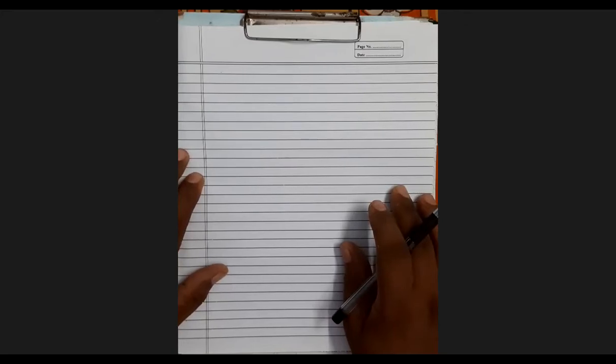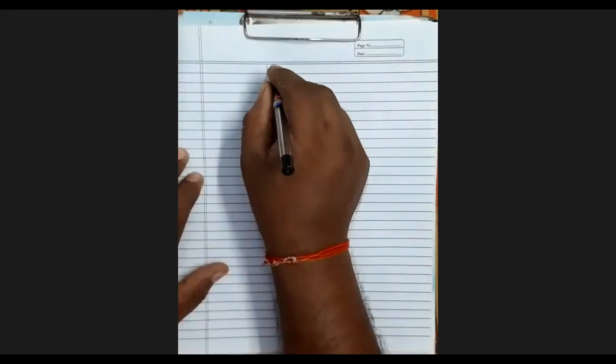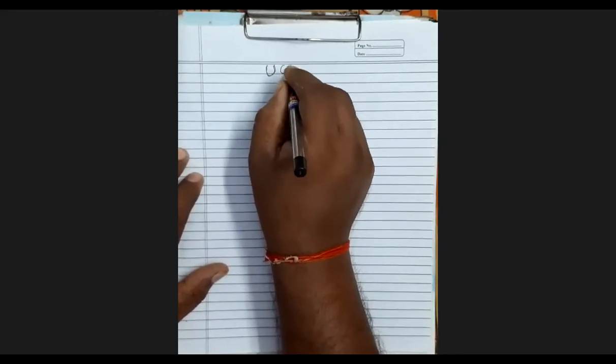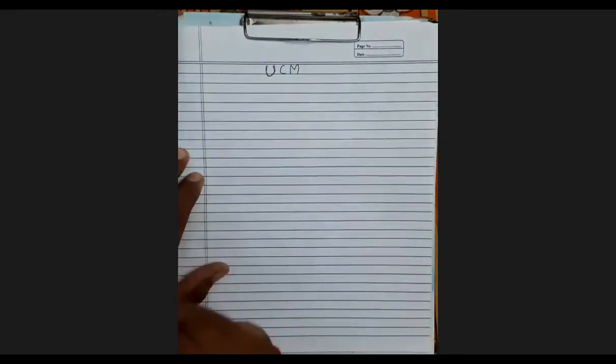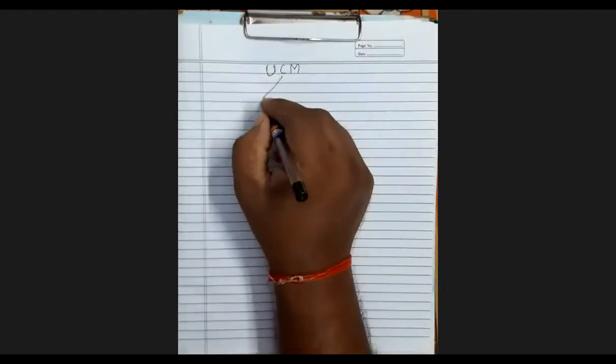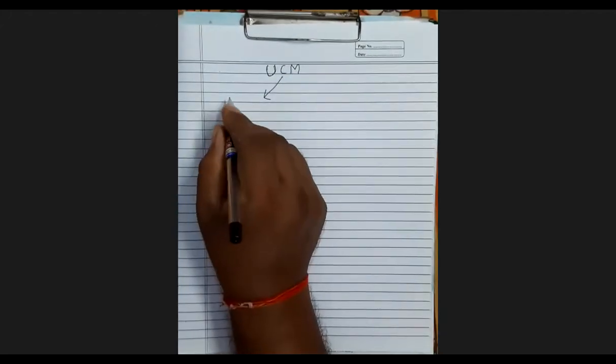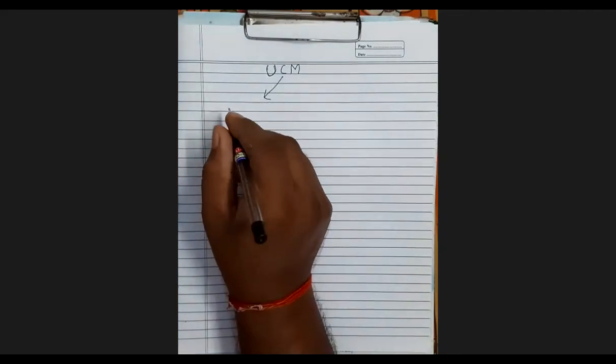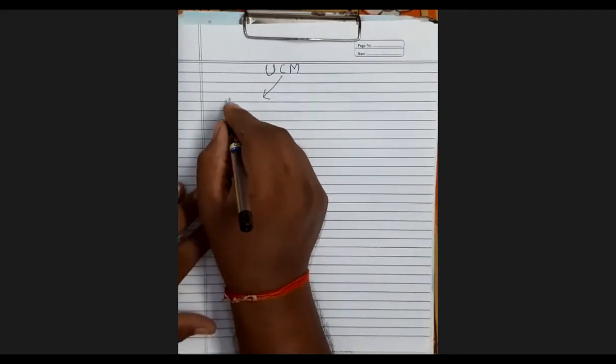So in the previous lecture, yesterday, I told you something about the uniform circular motion. When a particle is describing UCM, it has two motions. One is the circular motion or rotational motion about the center of the circle.